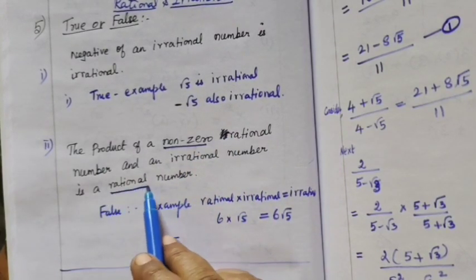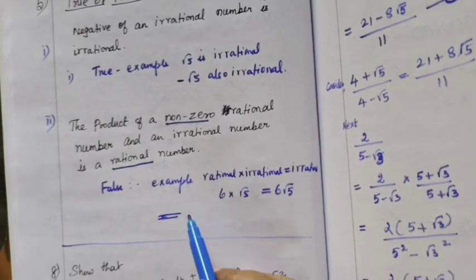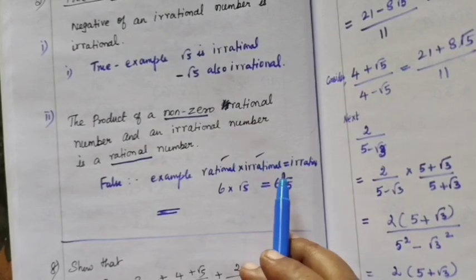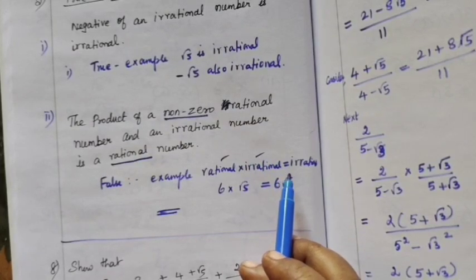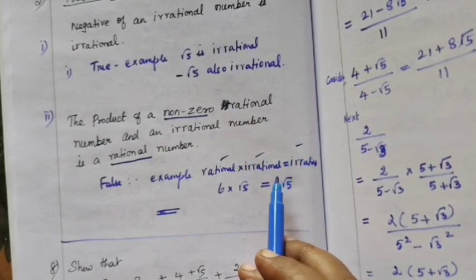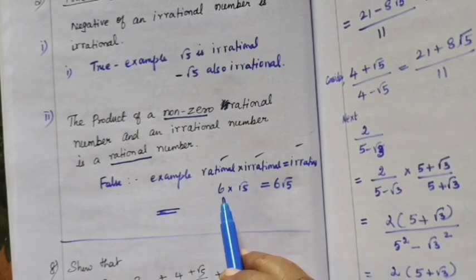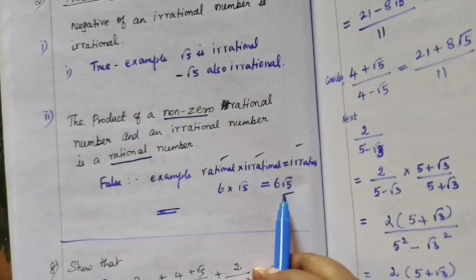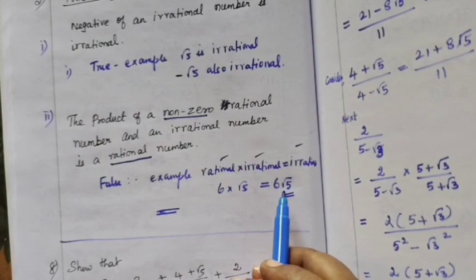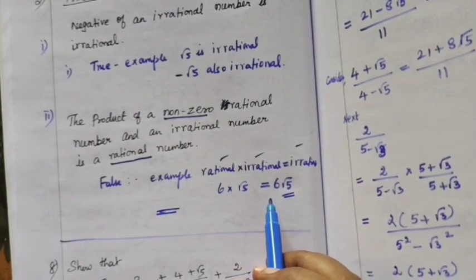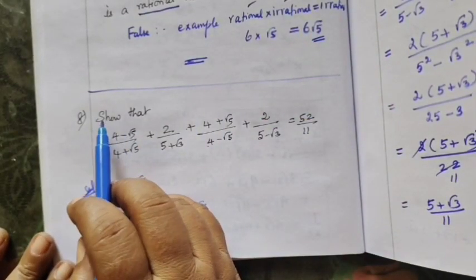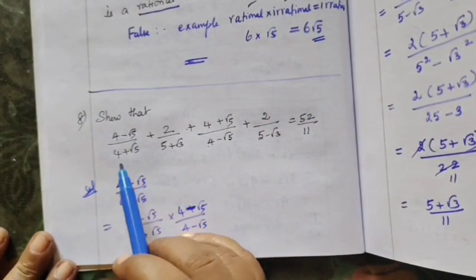The product of a non-zero rational number and an irrational number is a rational number. Definitely this is false, because if you multiply a rational and an irrational, the answer is irrational only, not rational. So rational 6, irrational root 5, 6 into root 5, 6 root 5. Since root 5 is irrational, the product is also irrational. Now question number 8. 6 and 7 we do later.